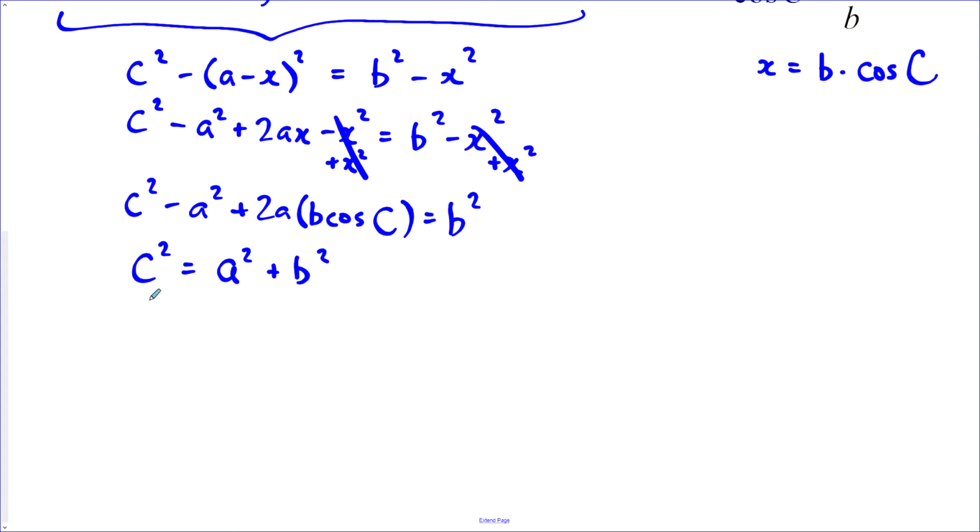And this looks suspiciously similar to the Pythagorean theorem, except we've got this part. So when I move that over to the right, I've got minus 2ab cos C. But that right there is the cosine law.